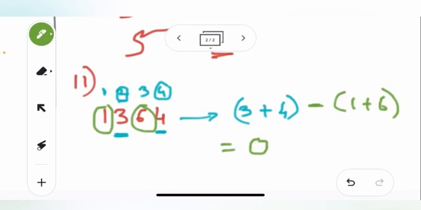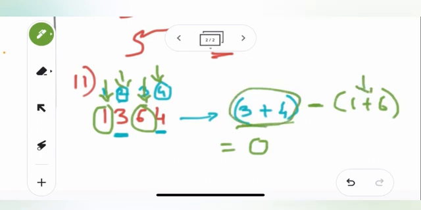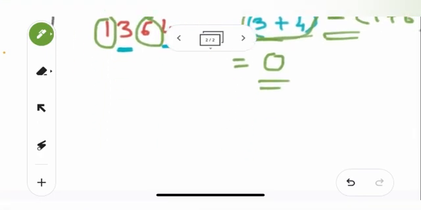What you have to do: the numbers which are in the even places, you have to add. The numbers which are in the odd places, you have to add, and then subtract these two sums, and the answer you get should be 0. Then you say that it is divisible by 11. I'll take one more example.